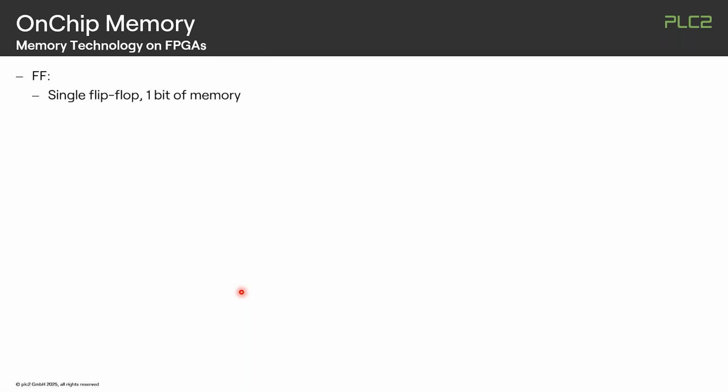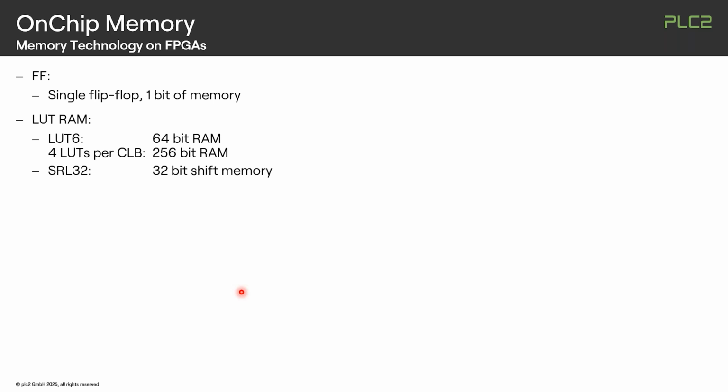Okay, on-chip memory. First, let us talk about the different memory technologies that are available on FPGAs. Of course, we have single flip-flops, which is a 1-bit memory that we can use, maybe not ideal for bigger memory implementations. Then we have lookup tables that we can use as RAMs. A typical implementation might be a lookup table with 6 inputs. This gives us 64 bits of RAM. If we combine 4 lookup tables in one CLB together, we get 256 bits of RAM.